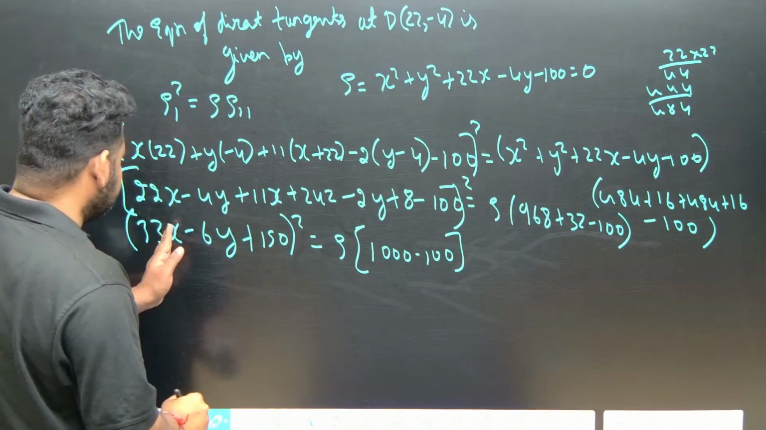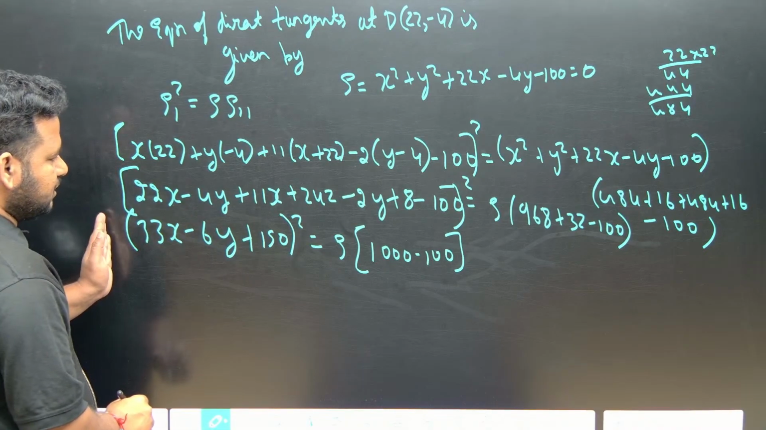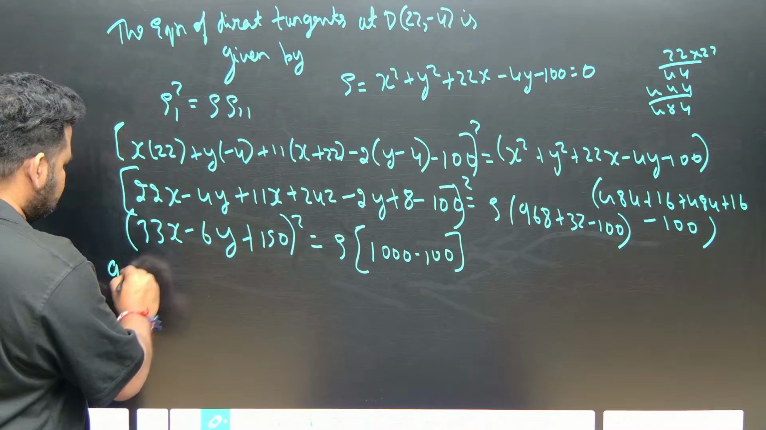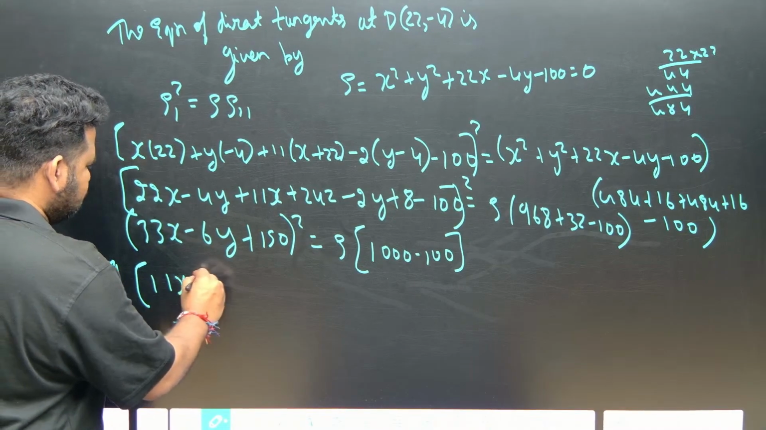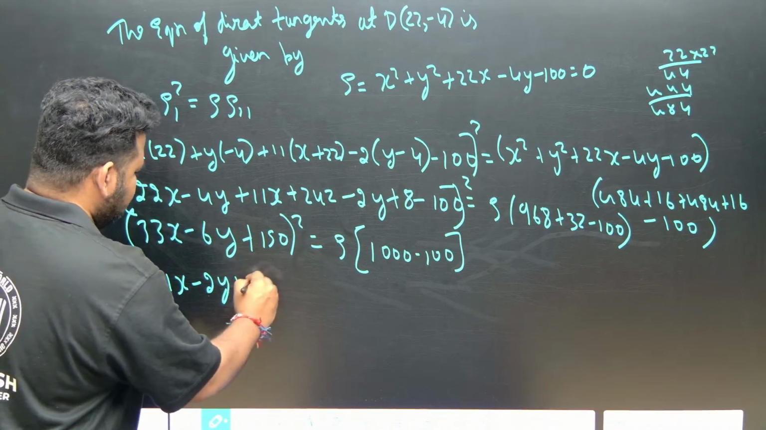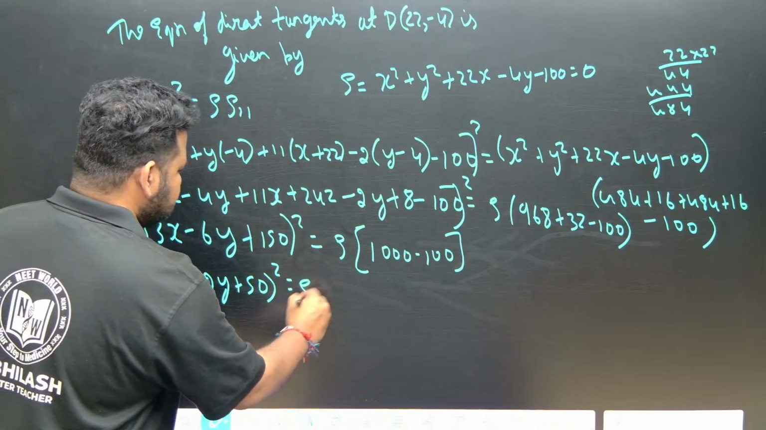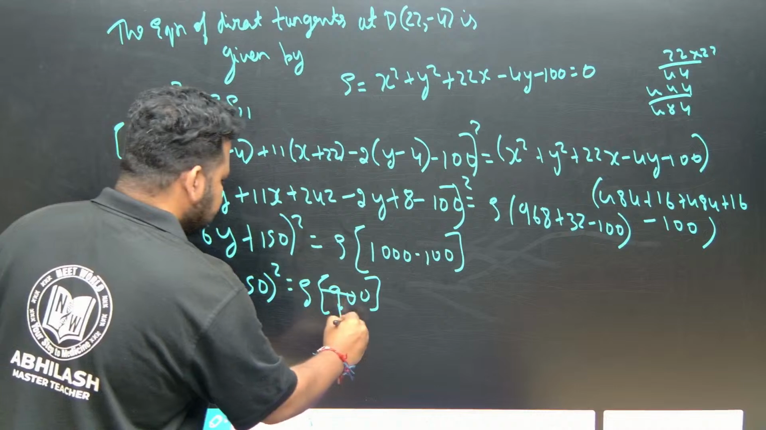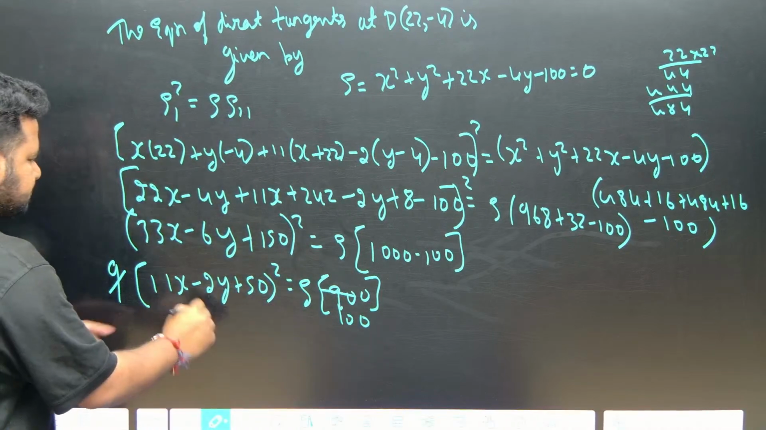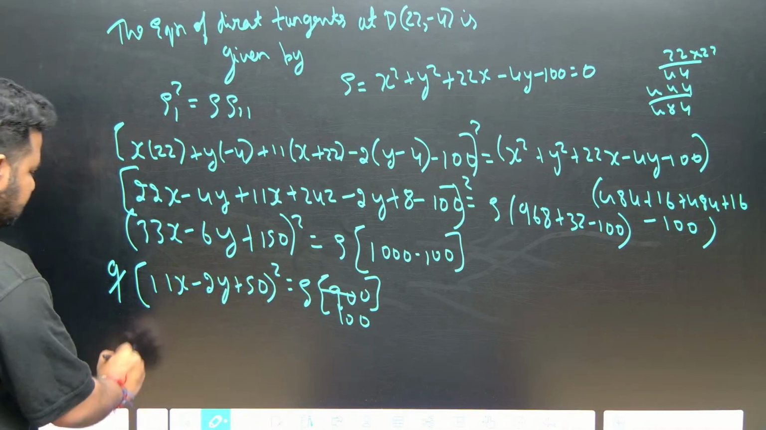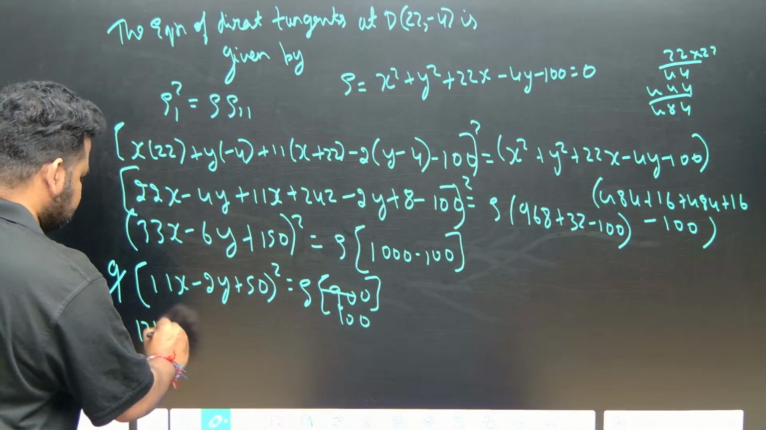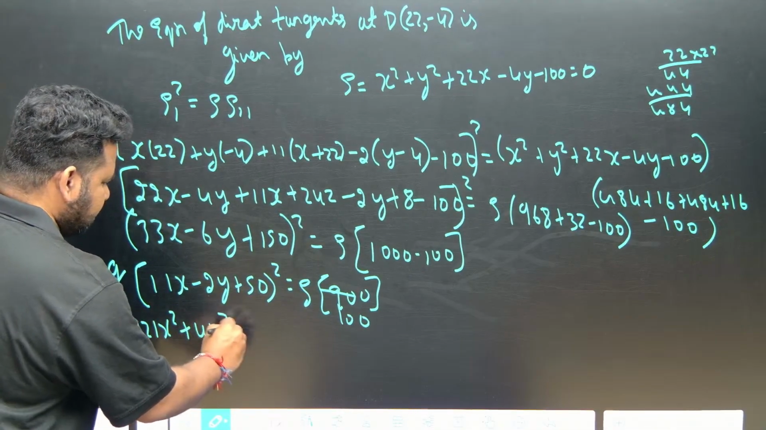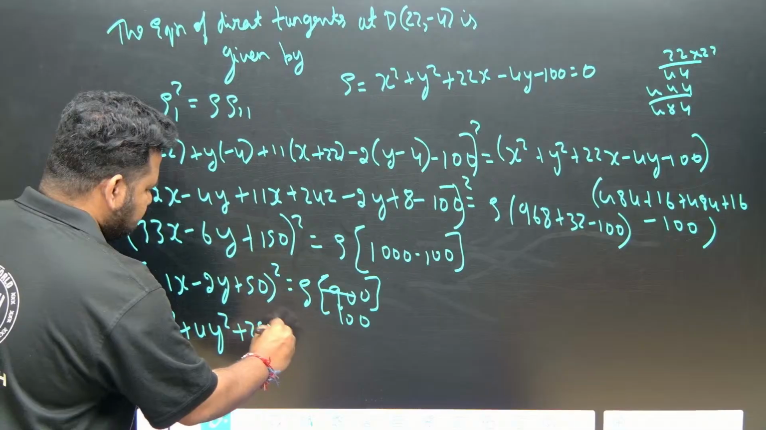Now if I take 3 outside, this will become 3 square, that is 9, so 11x minus 2y plus 50 whole square is equal to S into 900. 9 ones are 9, 900s are. So we will have 11x minus 2y plus 50 whole square, that is 11 square, 121x square, plus 4y square, 50 square is 2500.